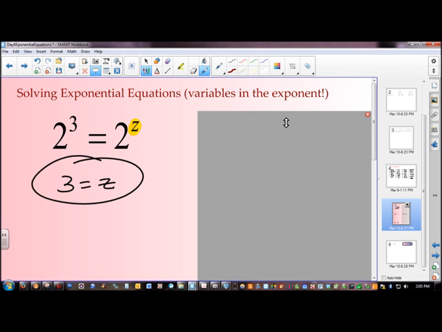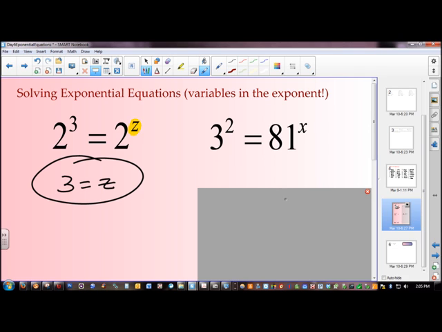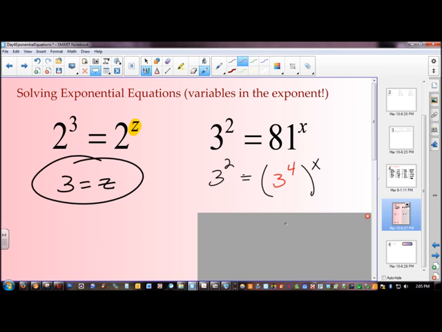Well, you don't always see the same bases. If you take a look at this example here, 3 squared equals 81 to the x. We don't have the same bases, but suppose we did. Suppose that I could rewrite 81 as something with a base of 3, which is exactly what I'm going to do to solve this problem. I'm going to leave this as 3 squared, and I'm going to change 81 into something else. Now notice that everything else has been brought down exactly the way it was. The only thing I'll be changing going from line 1 to line 2 is the 81. And I'm going to change 81 to try to match this base. Well, I can rewrite 81 as 3 to the 4th power.